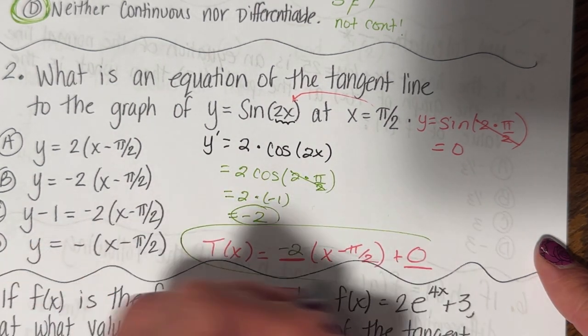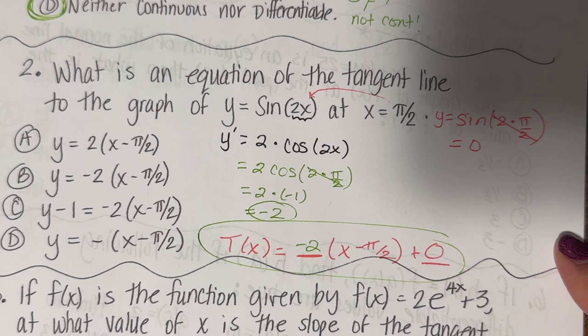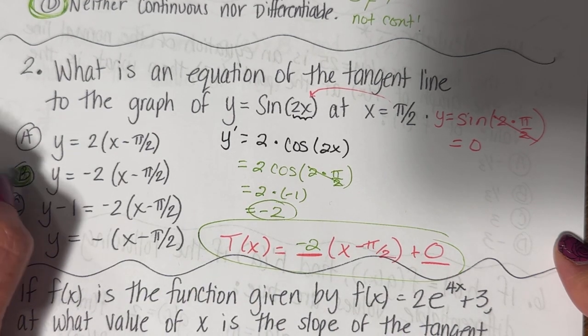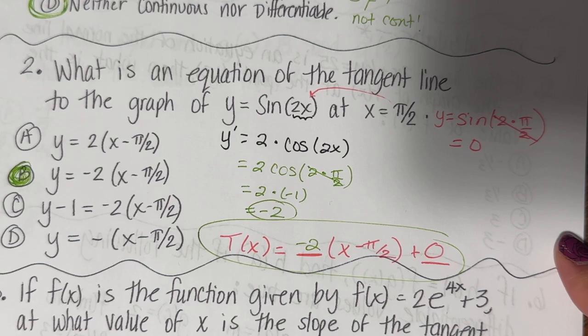So this is our equation of the tangent line. So it's just -2 times x minus pi over 2, because you don't really need that plus 0 there. So I can already tell that it's B. B is it.